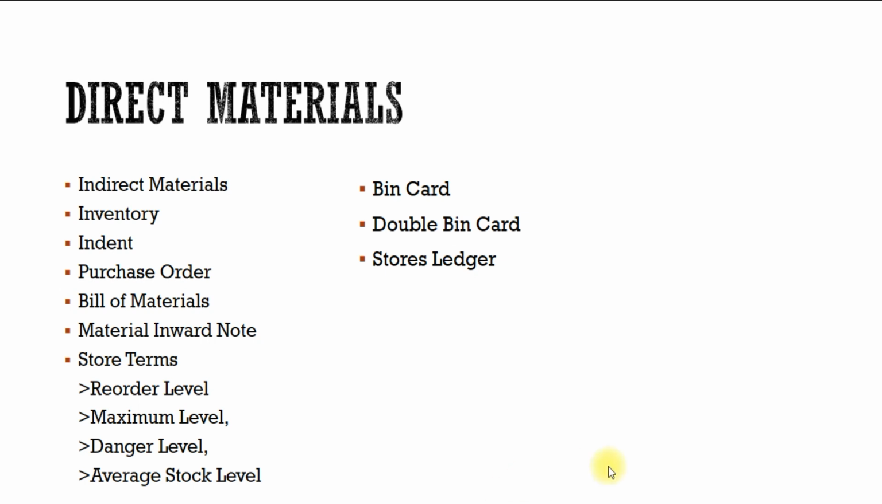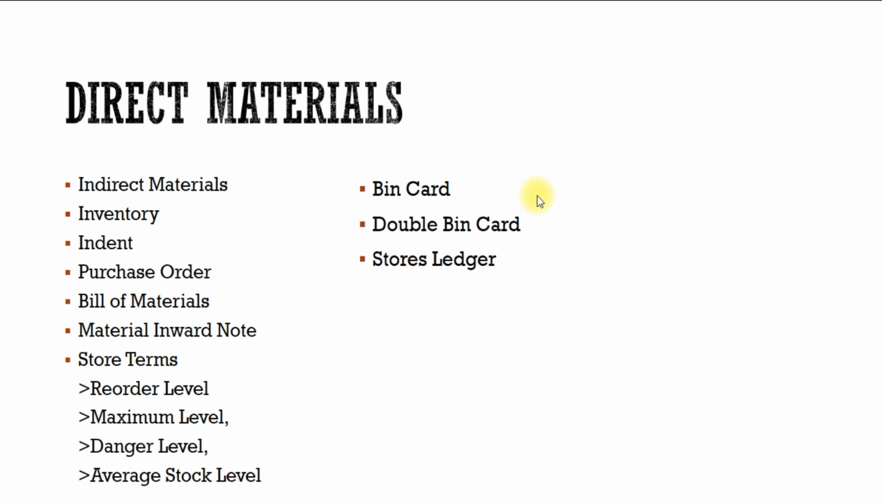In a store, a bin card is used. If you see here, there is a bin card. So in a store, it is used to quantitatively record the materials that are kept in a store. Usually receipts, issues and closing balances of each item of material are shown in a bin card.